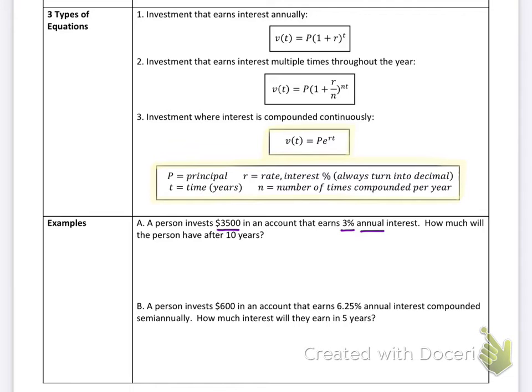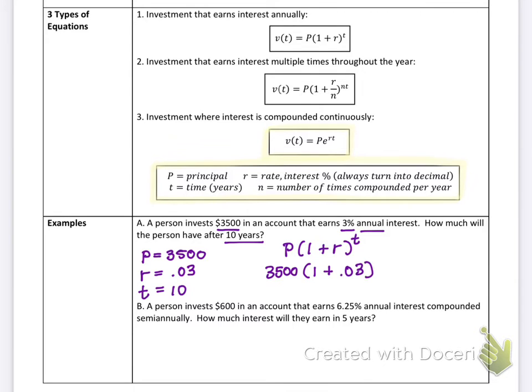So after you figure out which formula you're going to use, then you want to make sure you highlight the important pieces of information, i.e. the principal, the rate, the time, and of course the n if you were going to be using the n. So this first one doesn't have an n, so we're just going to write the formula down that we're going to use. Now notice that our rate went to 0.03 because it was 3%. So we move that decimal place over 2 times. So all we're going to do is plug in our values. So 3,500 for our P, 0.03 for our rate, and 10 for our time.